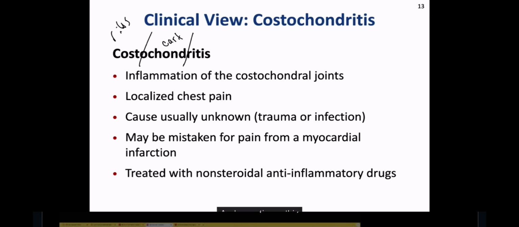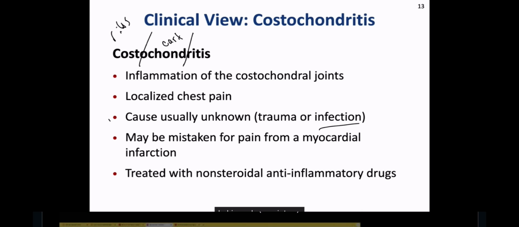And sometimes this can be a trauma, like maybe someone's in a car crash and they're not wearing a seatbelt and their chest gets compressed, or maybe just a really nasty fall from skateboarding or something else where they literally have a chest impact. Sometimes, unfortunately, it just happens, or even could be a post-infection.